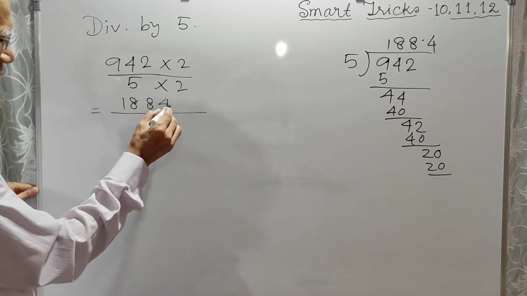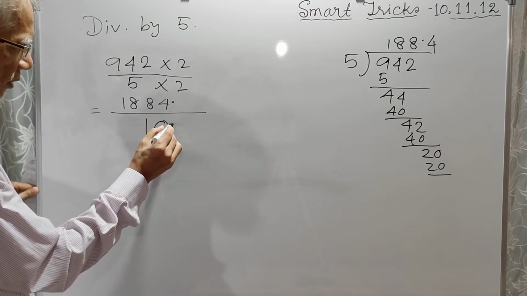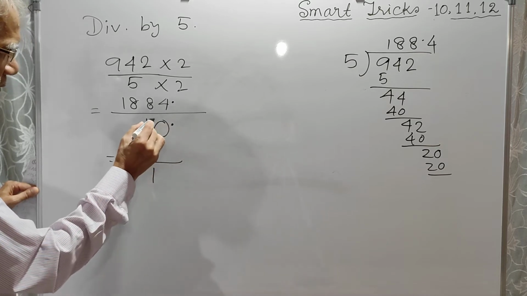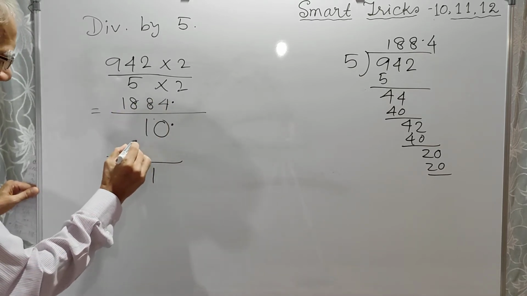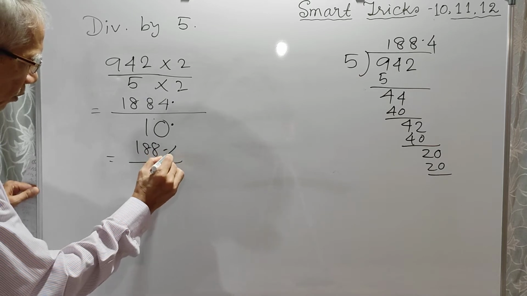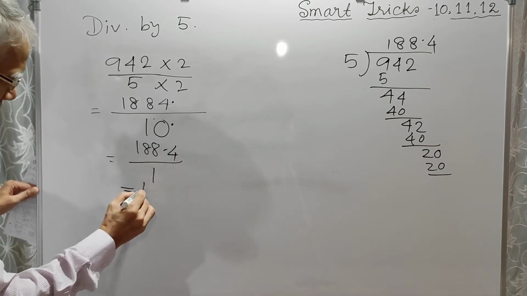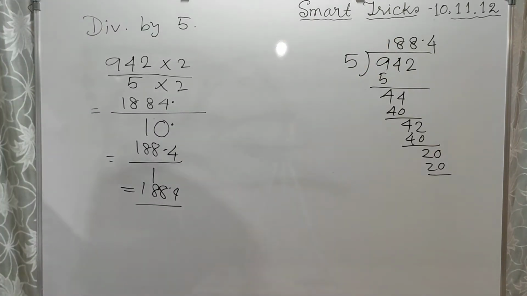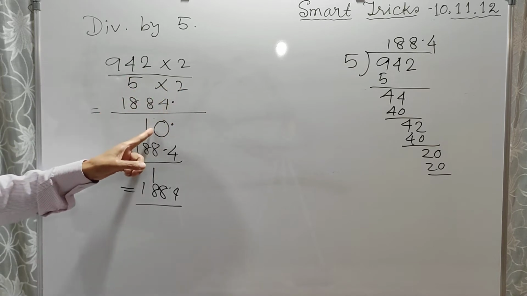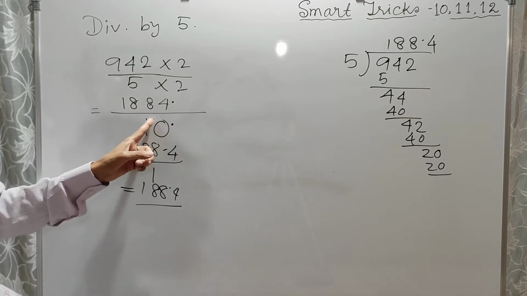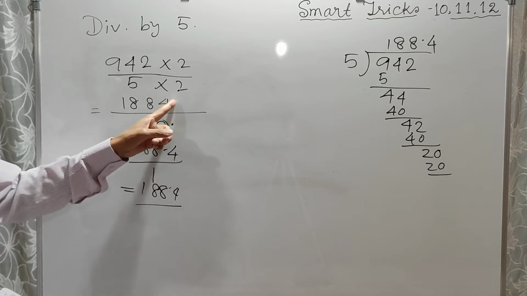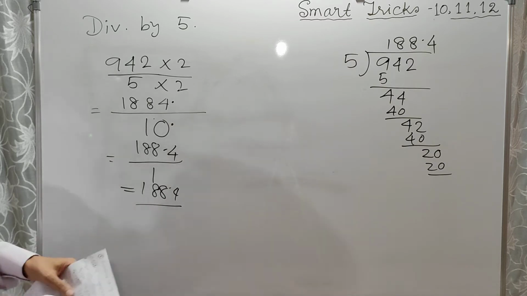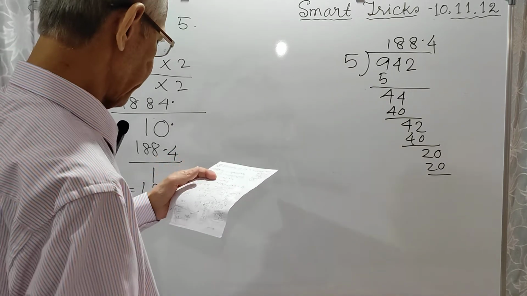Now just shift the decimal. So the decimal is here, here, and here, isn't it? So shift 1 digit this side, so the denominator will become 1. Bring the decimal here, it will become 1. And bring the decimal here, it will be 188.4. So you see, we got the answer, 188.4. So we multiply by 2 to make it 10, then just shift the decimal. So the final answer is 188.4. Okay. All right, let us see another example.